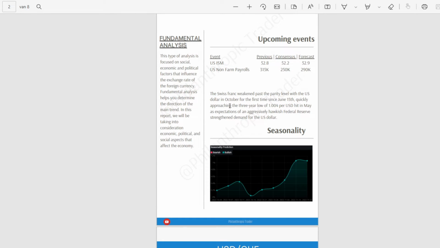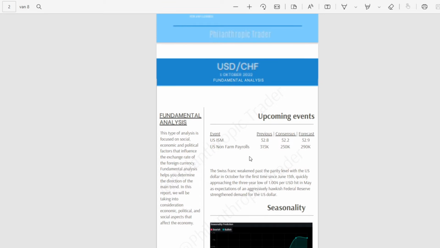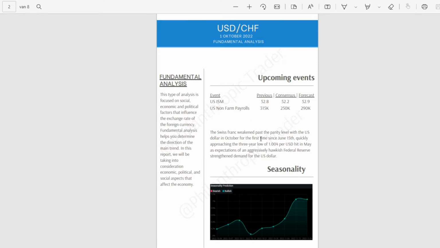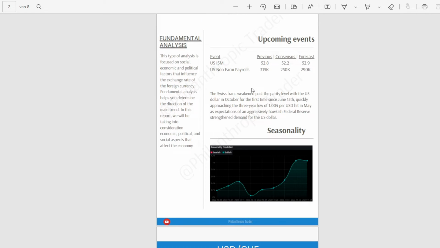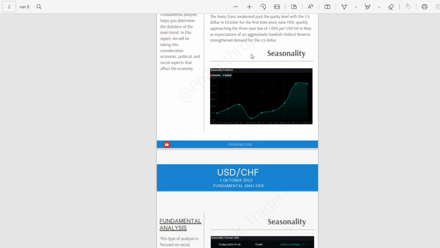Over here we see that the Swiss franc weakened a little bit the last time, and we know of course that the USD is very strong because they keep raising the interest rates. We have a hawkish Fed basically.